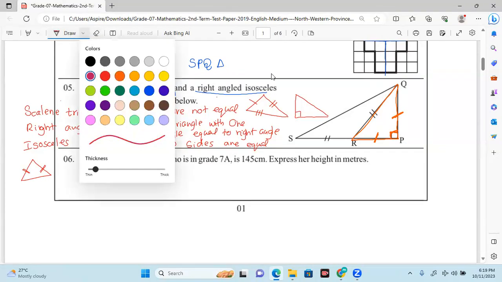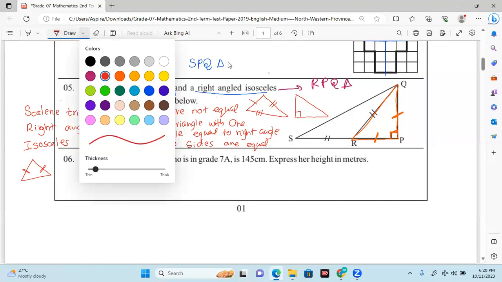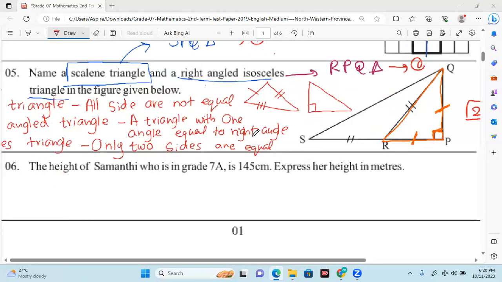Right angle isosceles triangle, no? Then for this one, the answer is RPQ triangle. Here 1 mark, here 1 mark. That means altogether 2 marks are given. Did you understand the fifth question? Yes, madam.